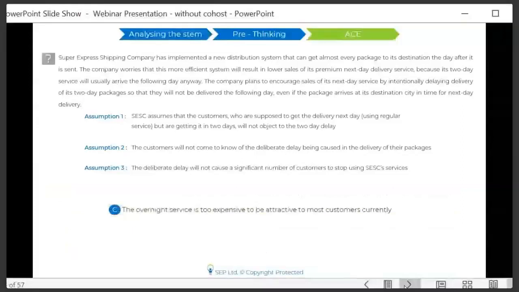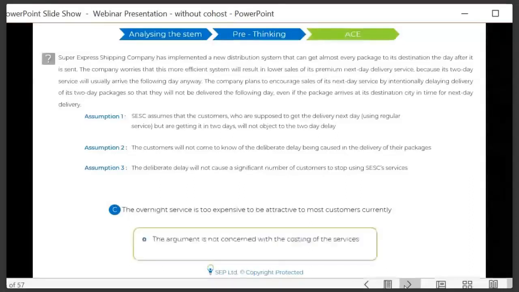What does choice C say? The overnight service is too expensive to be attractive to most customers currently. All right. So the argument is not concerned with the costing of the services. Nowhere is the costing raised here. Thus, the choice is out of scope. Now, understanding the scope of the argument is very important. We saw the last choice was also out of scope because it spoke about a scenario which is not the concern of the conclusion, a scenario where the plan is not implemented. Again, in choice C, we're talking about the costing of the services, which is nowhere raised in the argument. All right. Therefore, this is also out of scope and is incorrect.